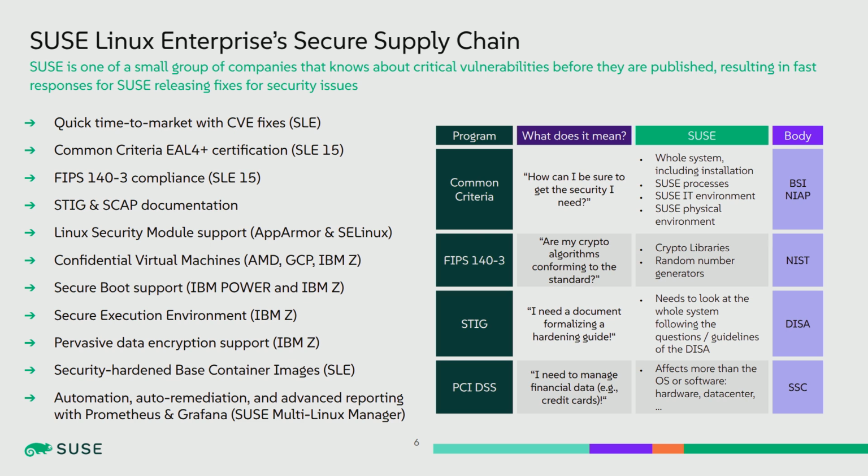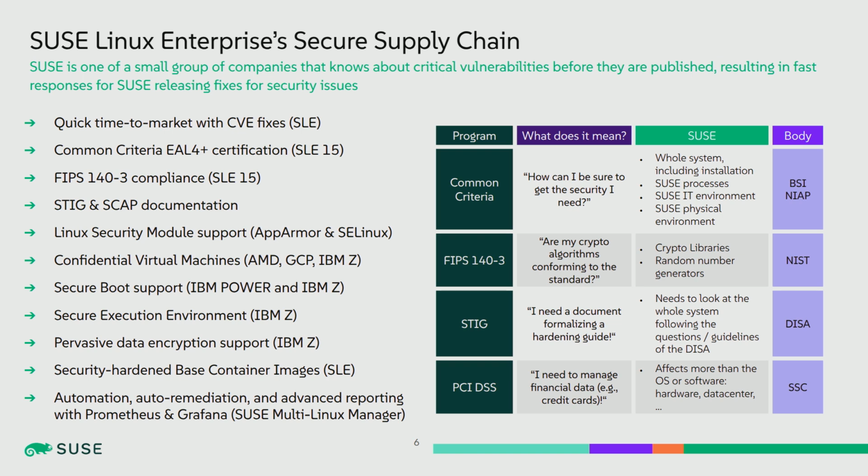SUSE Linux Enterprise Server itself carries a whole bunch of certifications, and some of them are really critical from a supply chain perspective. The most important one being Common Criteria, because that is not just certifying your software, it's actually certifying your entire supply chain, right from when the projects are incorporated into the distribution to the time when we deliver the distribution to the end customer. And then there's FIPS 140-3 compliance, which essentially relates to crypto libraries.